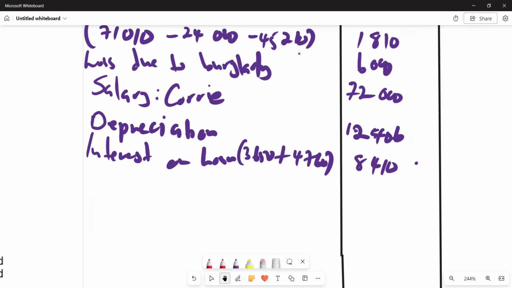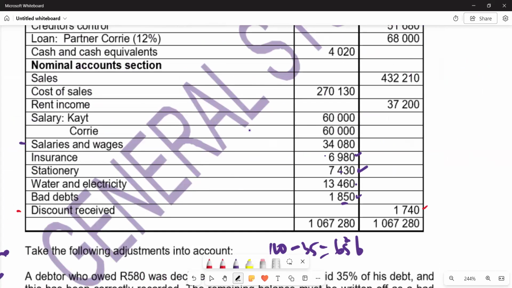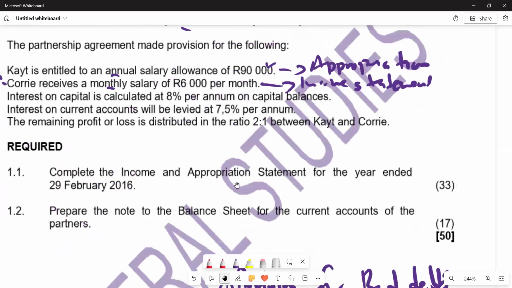So we can go back again in the trial balance to see in terms of our salary. Remember, we've got some figures for salaries that we are given there, Kate and Corey, and we skipped those figures. Why? Because this one shows the amount of salaries that were paid. But in the additional information, we are going to see that for Kate, the figure for salary is an annual figure, and we are regarding it as an adjustment that we are going to make in the appropriation. So if you come here, let's go to our partnership agreement.